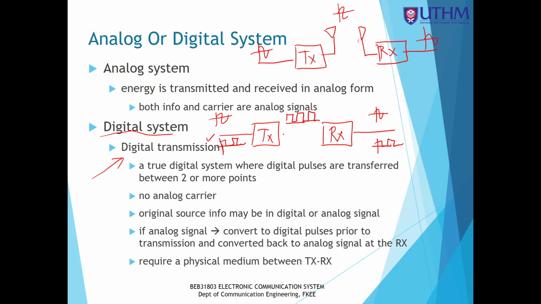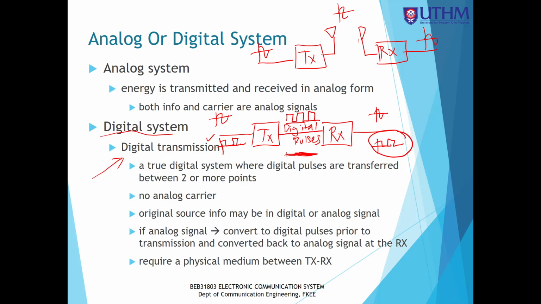Okay, in this case, normally we transmit using wired cables. Normally, because we transmit in terms of digital pulses. Later, you're going to see that we use baseband transmission. Okay, here we use baseband transmission. And then at the receiver side, we produce the digital output.